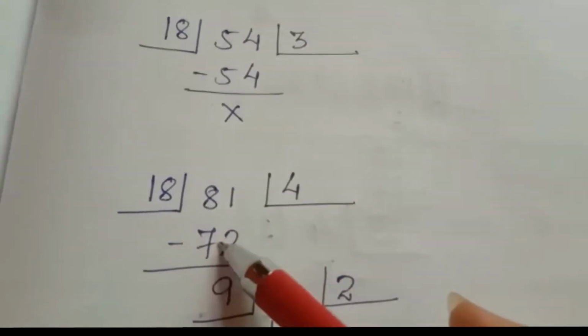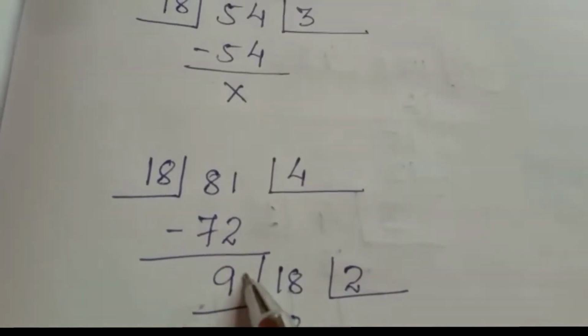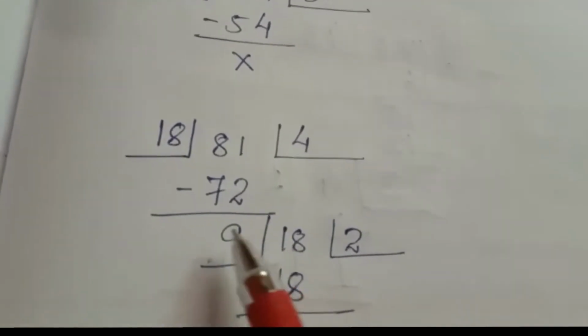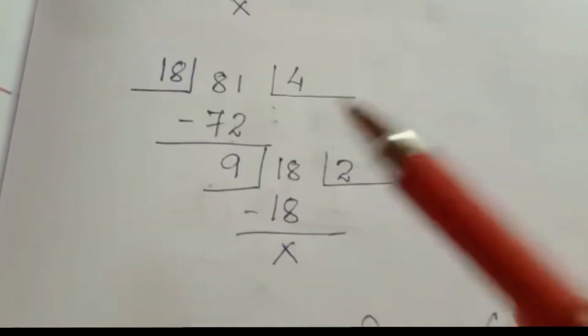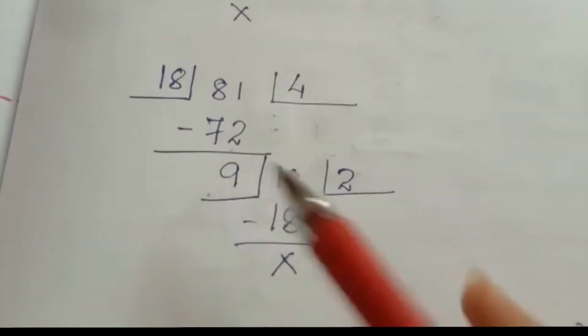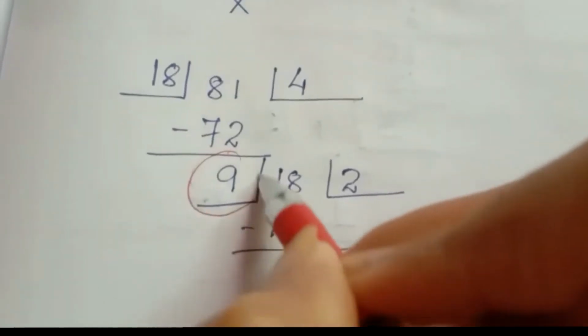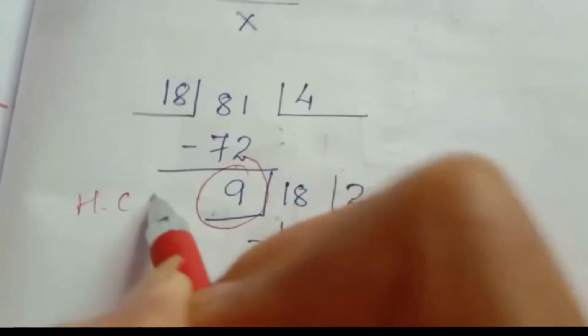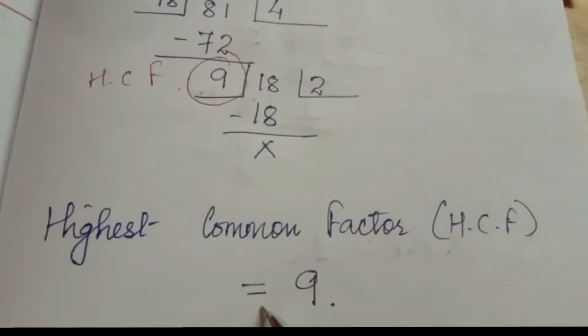18 4s are 72, so the remainder will be 9. Now this remainder 9 will divide 18 again. 9 2s are 18, so the last remainder is 9. When you divide 18 by 9, the remainder is 0. So this is your HCF, highest common factor. The HCF is 9.